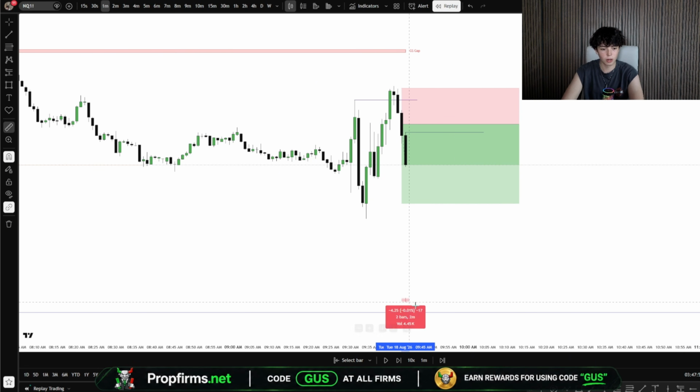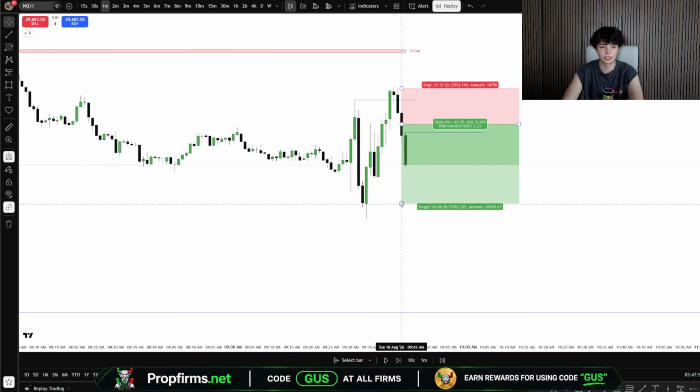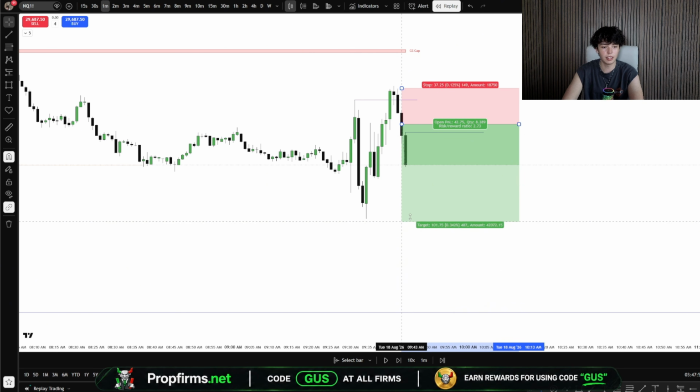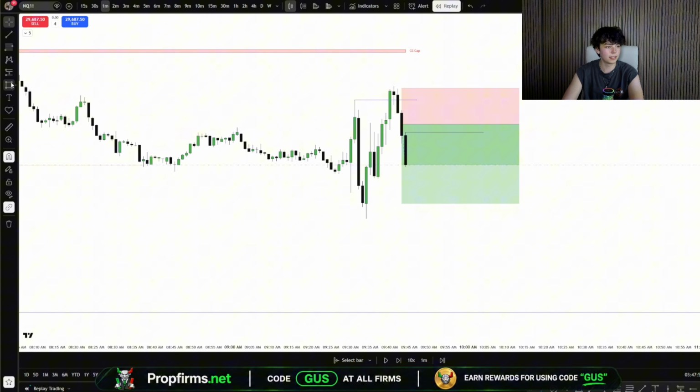So our objective is going to be lower, and I'm going to take trades towards that objective. It doesn't mean I have to fully target it. I could, but a very easy place to target is unfilled fair value gaps, and also these candle bodies right here.